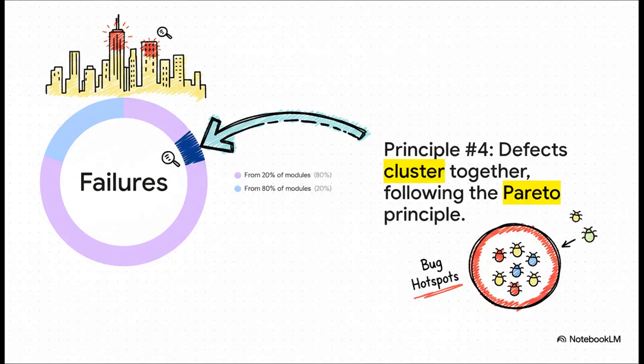Well, that's where this idea comes in. Turns out, bugs aren't spread out evenly. Just like in a city where crime tends to be concentrated in certain areas, in software, a small number of parts, around 20%, are often responsible for the vast majority of the problems, like 80% of them. So a good tester knows how to find these bug hotspots and focus their investigation right there.